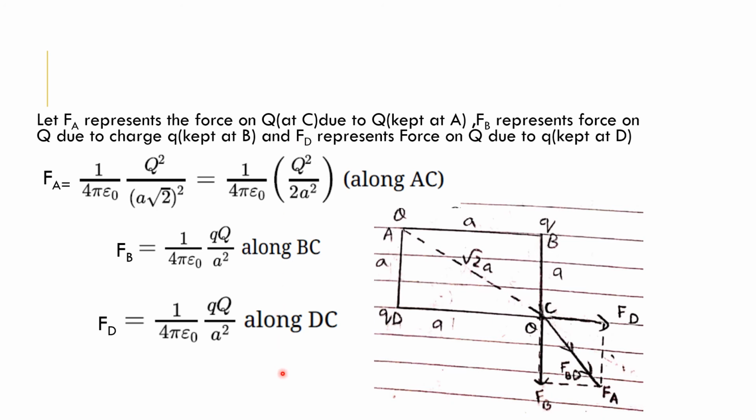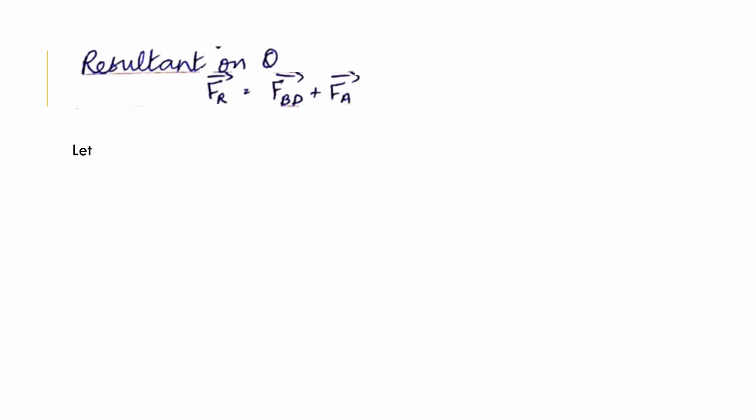Now what do we have to do in the next step? FB and FD, these are the two component vectors. We have to find the resultant of FB and FD, that is FBD, and adding that and FA along the same direction we will get the resultant force. So resultant force FR is equal to FBD plus FA. What is FBD? The resultant of FB and FD. That and FA are along the same direction, so vector addition of these two will give you the resultant. For that we have to find FBD.